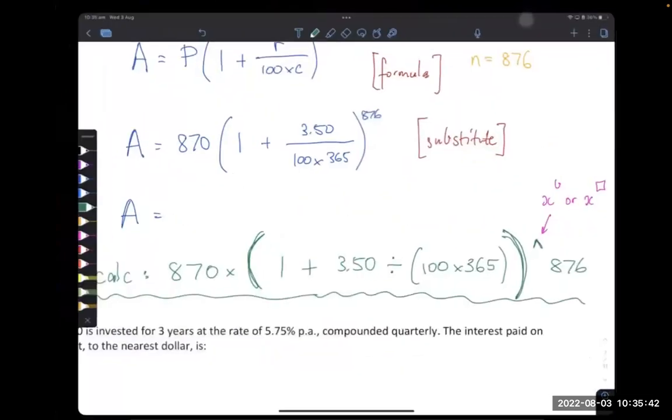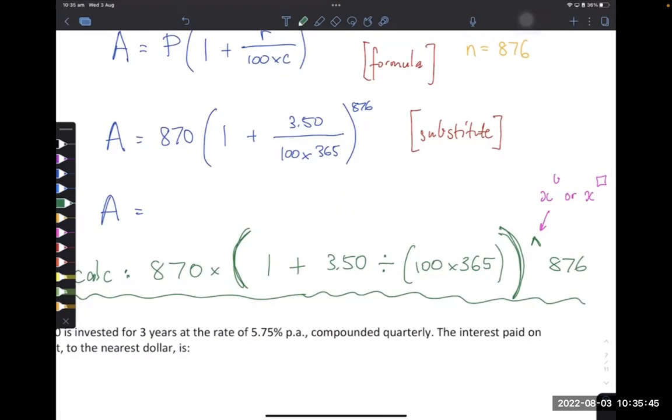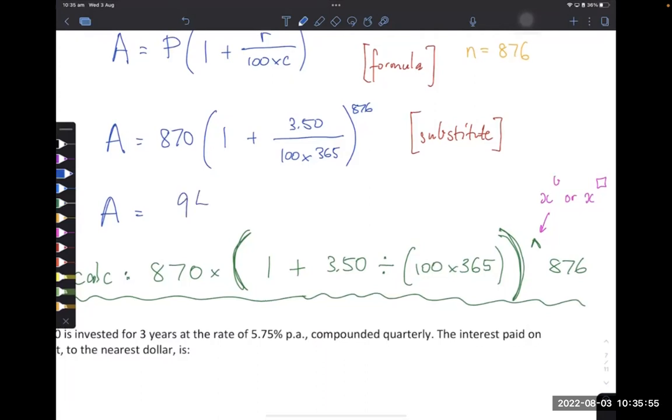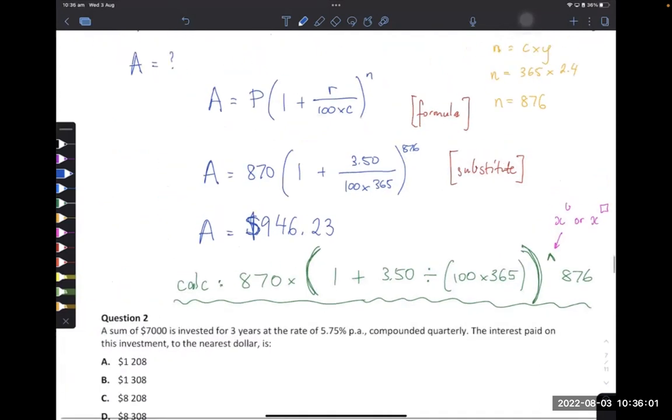Sorry? 3.5, that's a decimal, yes. Can I get a number from someone? So the last step there is your answer.